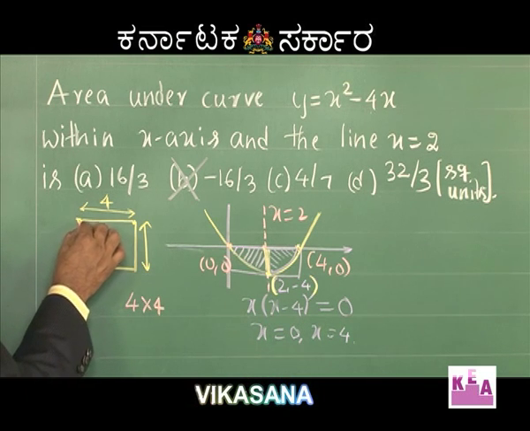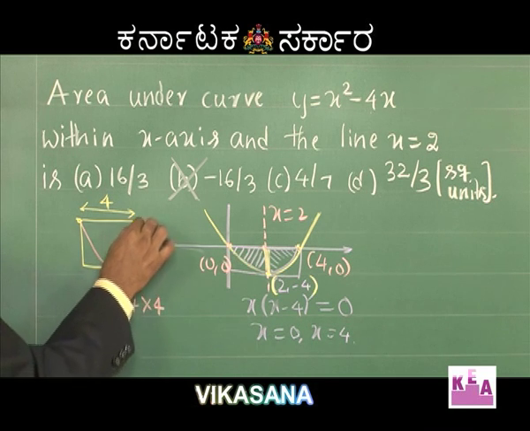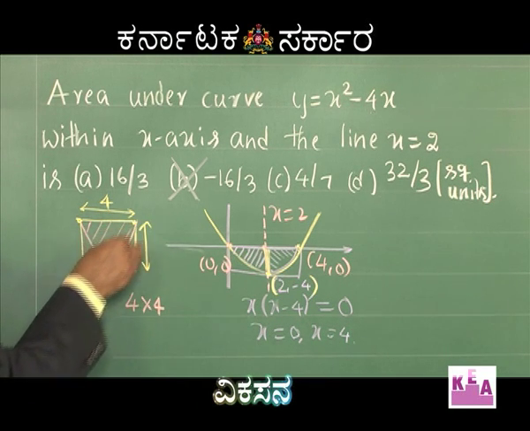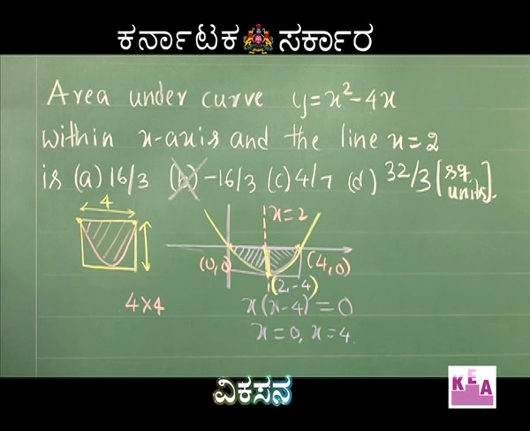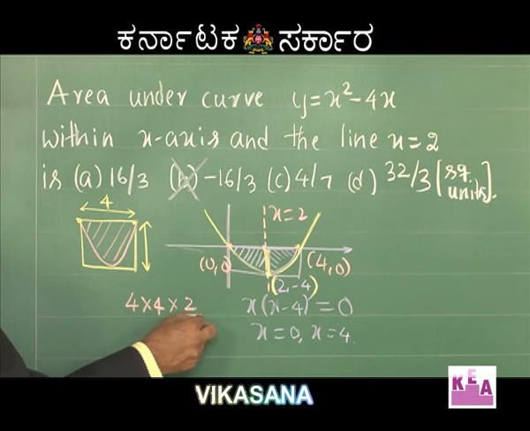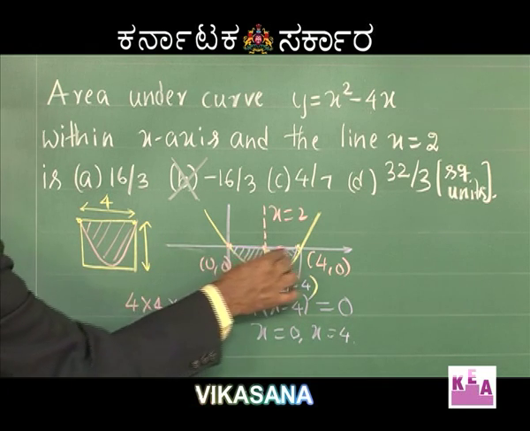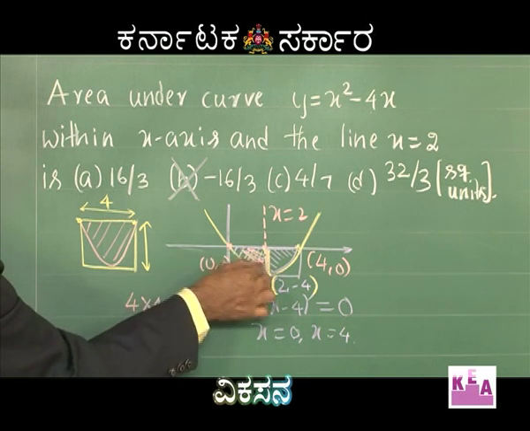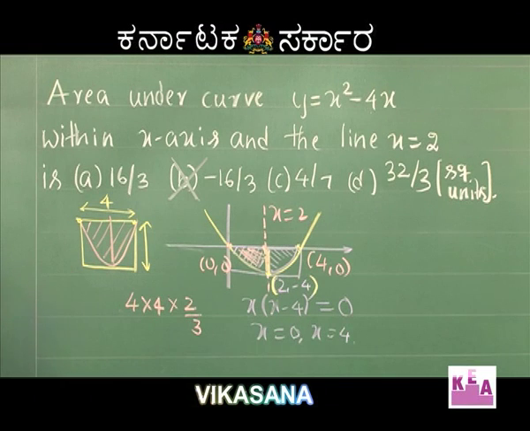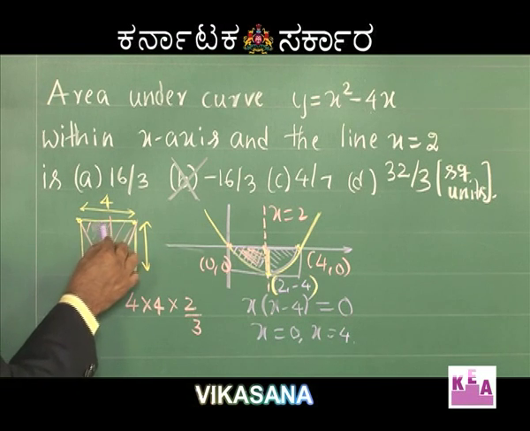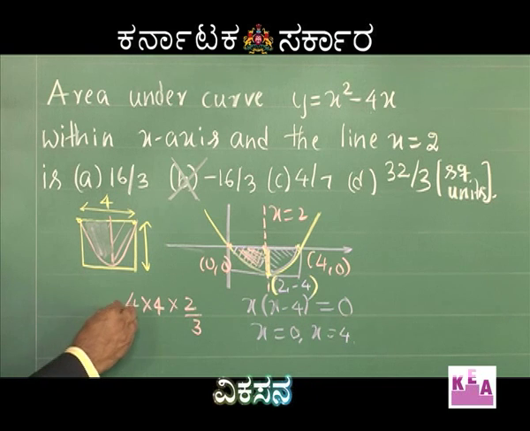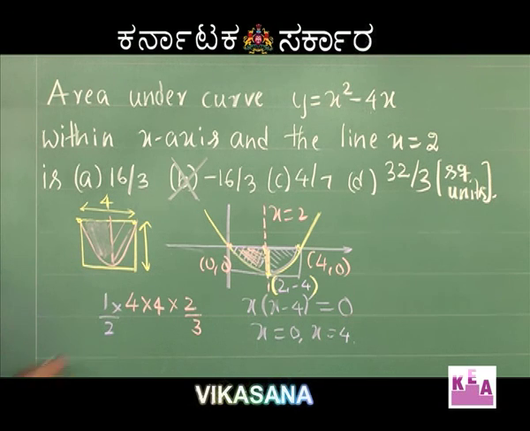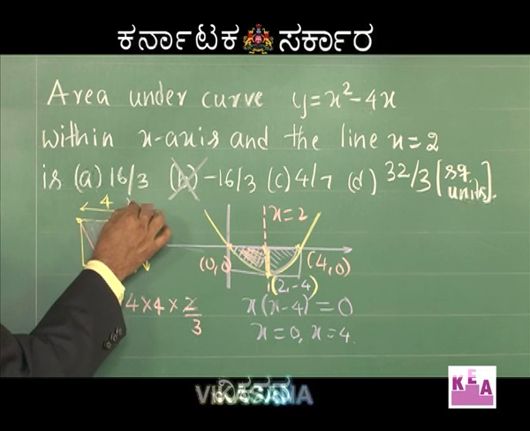But actually what we want is this particular area, which is 2/3 of the area of the rectangle. That means into 2 by 3. This is the full area, but actually we do not want the full area. We wanted only this particular part. That part is half of this. Do you agree with me? Half means into 1 by 2, because this is one part of both. Therefore, the final answer is: 2 cancels, 4 4s is 16, 16 by 3. Option A is correct.